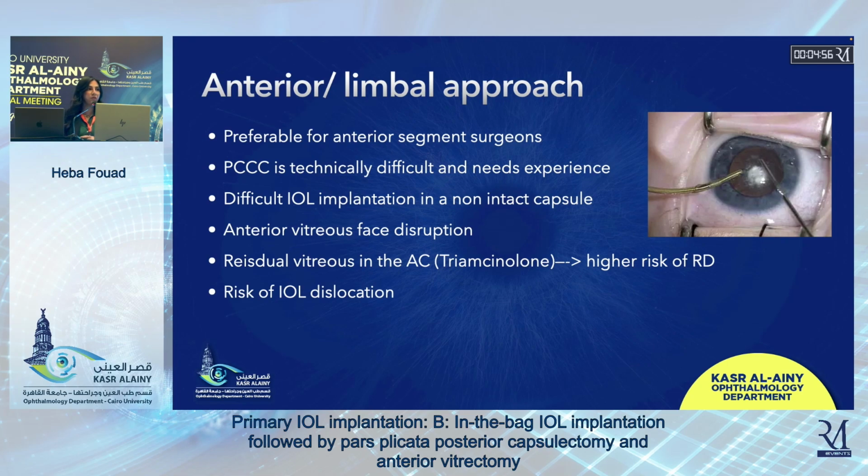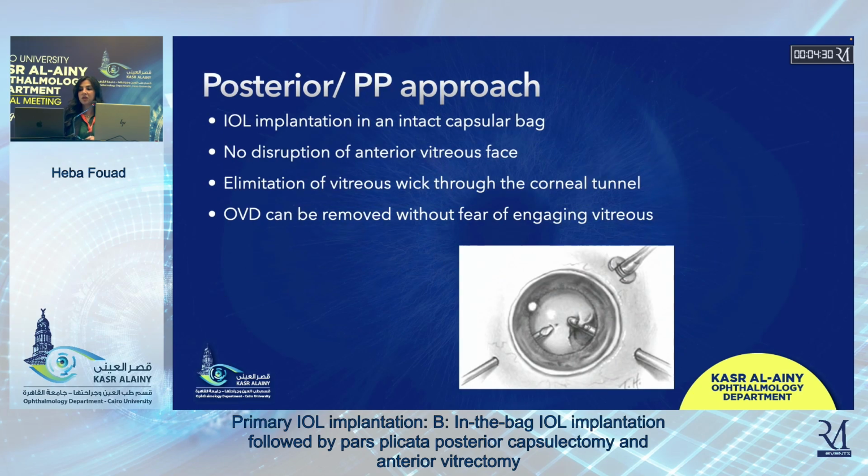If we inject the triamcinolone, there will always be residual vitreous in the anterior chamber that we did not visualize without using the triamcinolone, and hence it has a higher risk of retinal detachment, although there is a wrong concept that the pars plicata approach might have. It's not evidence-based that it has a higher incidence of retinal detachment, but on the other hand, if we leave vitreous in the anterior chamber, it has a higher incidence of retinal detachment. And there is a high risk of IOL dislocation and decentration, like my dear colleague Hels mentioned.